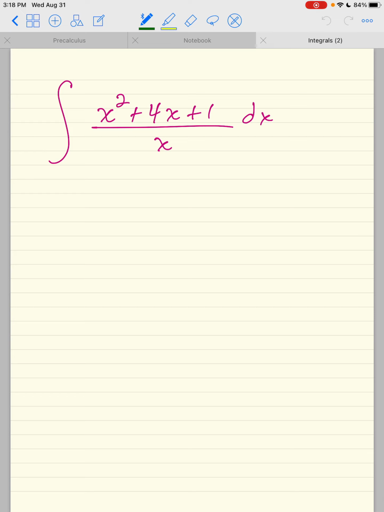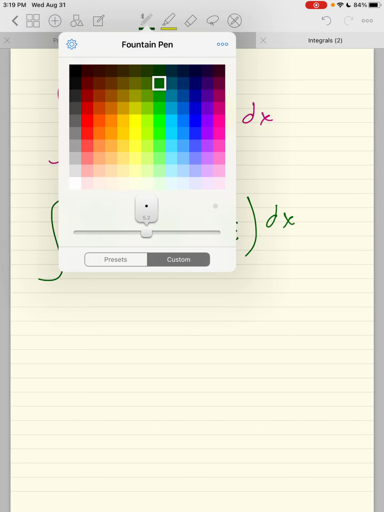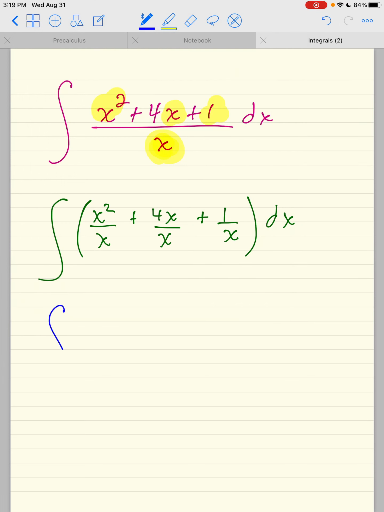As long as there's a monomial in the denominator, you can separate each one by writing the expression as follows. Give the x to each piece, just like I did in green. Then you want to simplify because they're still quotients. x squared over x is x. 4x over x is 4. And then we still have this 1 over x.